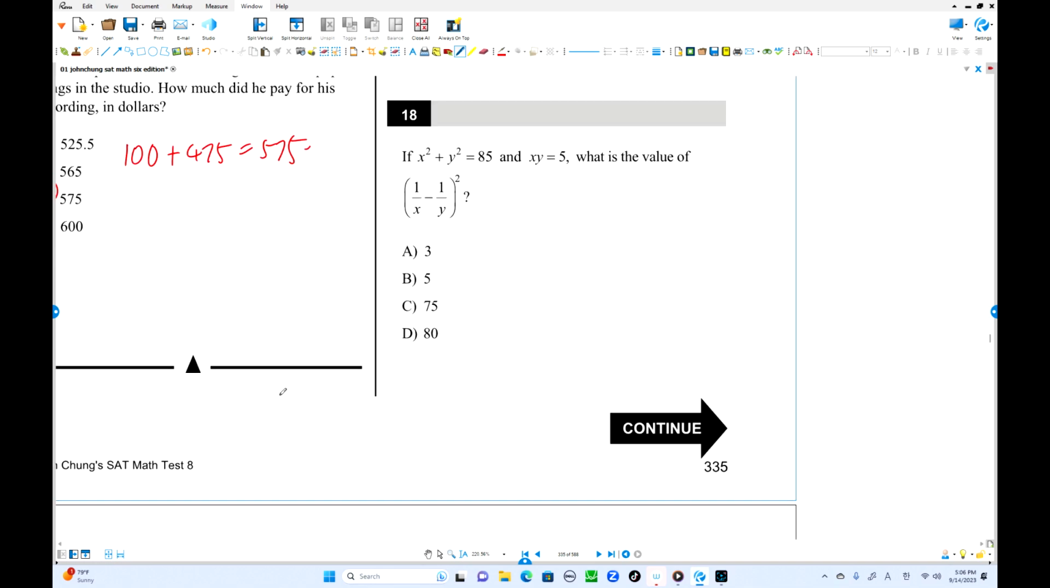Number 18: x squared plus y squared is 85, xy is 5. What is the value of this expression? Okay, what about inside? You can find that when you make a square, you get xy, right? Over here, xy equals what? y minus x squared. Yeah?